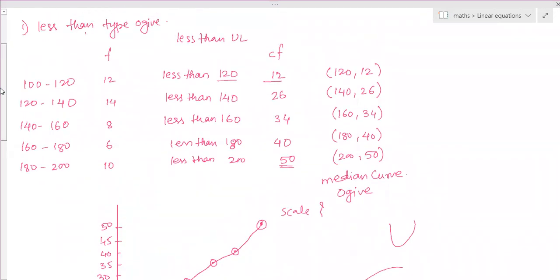These are 3-mark sums, ma'am. Only one ogive asked in one graph is 3 marks. But if both of them are asked in the same graph, then it will be 4 marks. Ma'am, will they give the less than upper limit? No, you have to draw that. Class intervals and frequency only will be given. Oh, okay then.